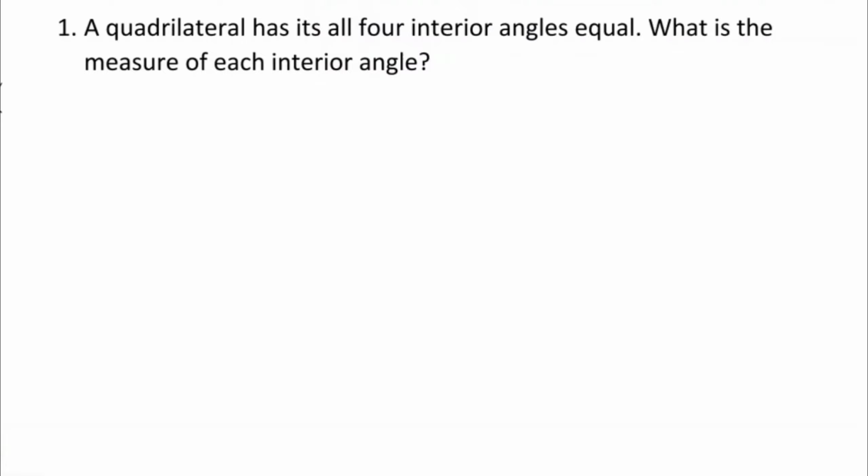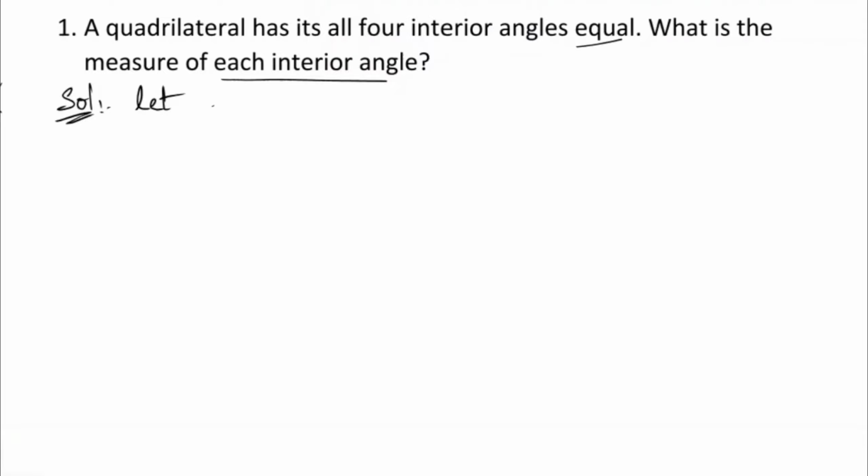First problem: a quadrilateral has all four interior angles equal. So all four interior angles are equal. What is the measure of each interior angle? So we need to find out the measure of each interior angle. Since we don't know the measure of each angle, we will take that as x. So let us write down the solution.